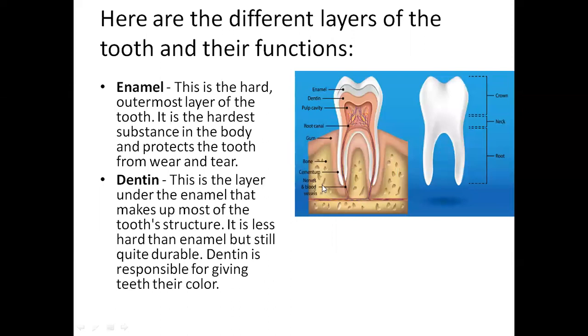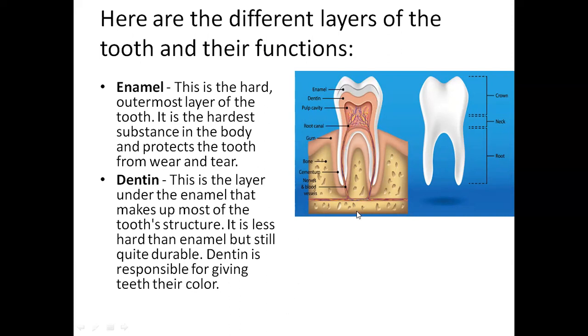Now, these are the different layers of the tooth and their functions. First, we want to talk about the enamel. The enamel is the hard outermost layer of the tooth. Okay, that's the white part that you see here. That's the enamel covering the tooth, the hard part. It's the hardest substance of the body and protects the tooth from wear and tear. Okay, so that's a function, protects the tooth from wear and tear.